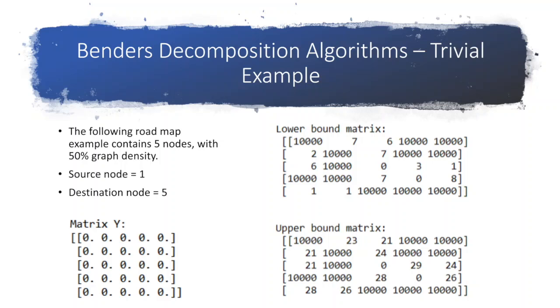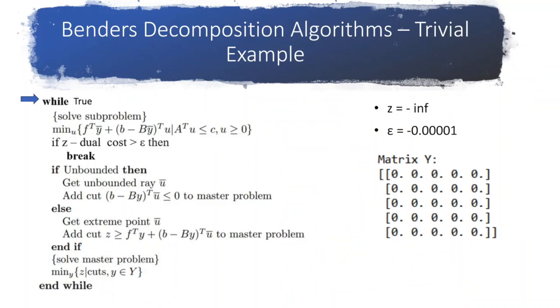Matrix Y contains the binary decision variables of whether an arc is selected to be on the robust shortest path or not. It is initialized as a zero matrix, basically saying none of the arcs are on the robust shortest path. The procedure of the Bender's decomposition goes like this. We will go through it step by step using the simple example.